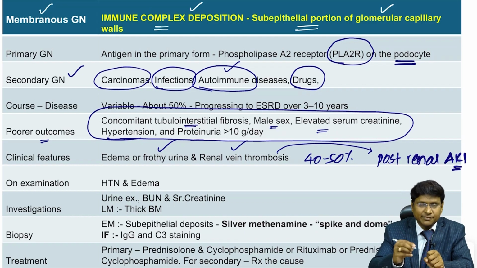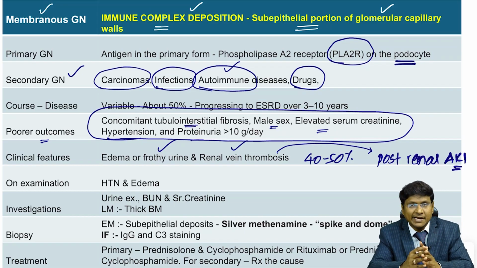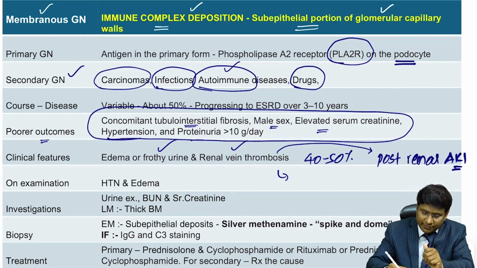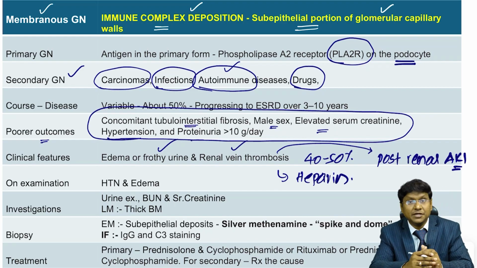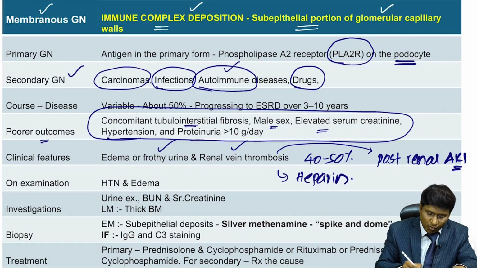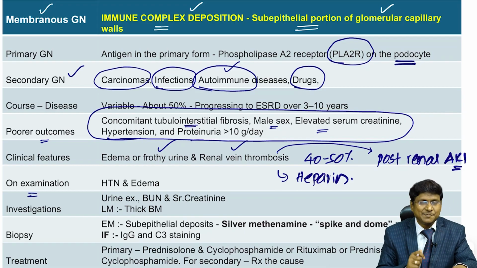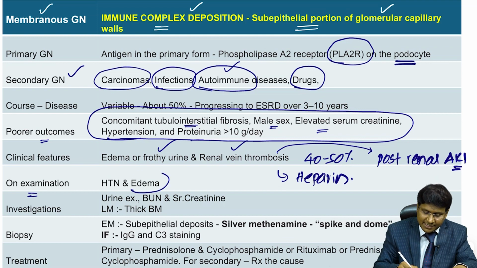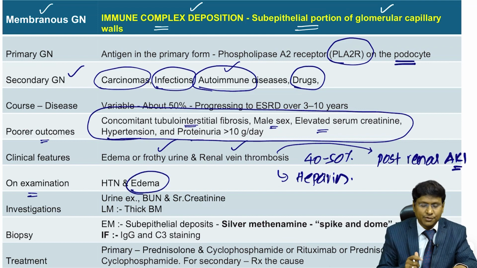And in these patients with renal vein thrombosis, you will notice that there is enlargement of the kidney, and once there is enlargement of the kidney, these patients will present with loin pain. And how do you treat renal vein thrombosis? You need to give heparin, right? And what will be the examination findings? These patients will have hypertension, and because of the fluid overload, that can cause headache, and they will have edema, and that is due to proteinuria.